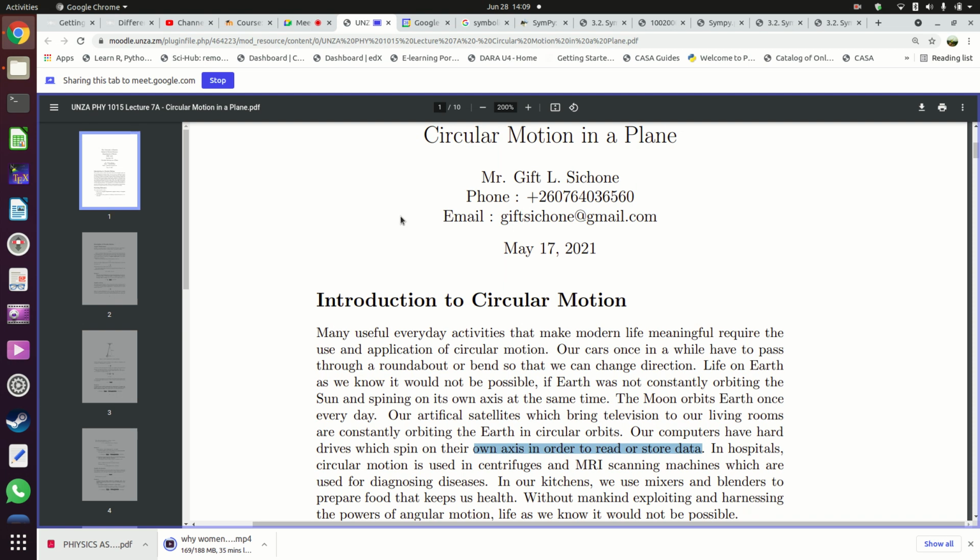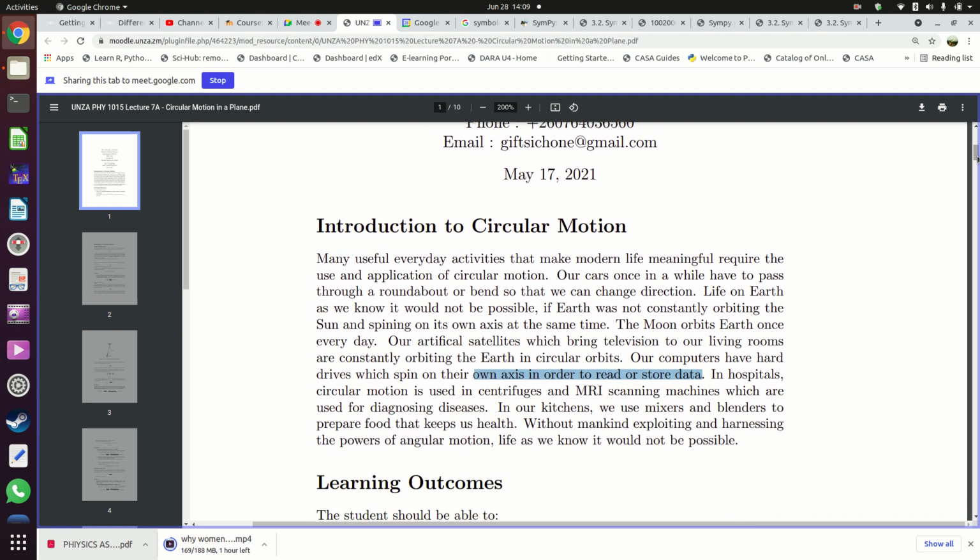You also have the moon going around the sun, and the moon is also important for that bit. I've talked about satellites, I've talked about computer hard disks. In hospitals, there are machines called magnetic resonance imaging, MRIs. These machines are used for getting images of a patient, so that doctors can quickly see what's wrong with the patient, whether it's a brain scan or whatever part they're scanning. Somewhere in the MRI, there are pieces which are turning, and that's how it ends up making pictures of the patient.